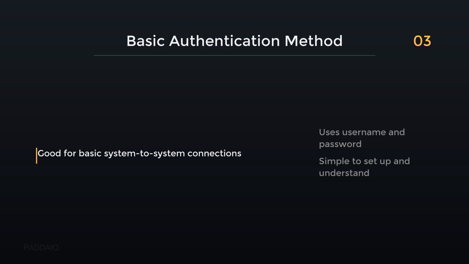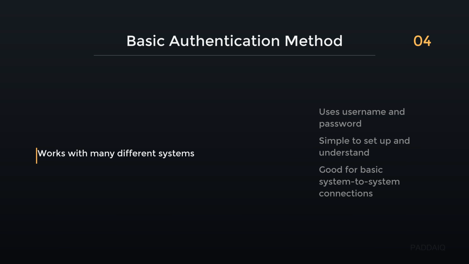Good for basic system-to-system connections. This means two automated systems can communicate securely without user involvement using a simple username and password. For instance, a payroll system automatically fetching updated employee data from HR software overnight. This method reliably handles automated data exchanges between trusted systems.